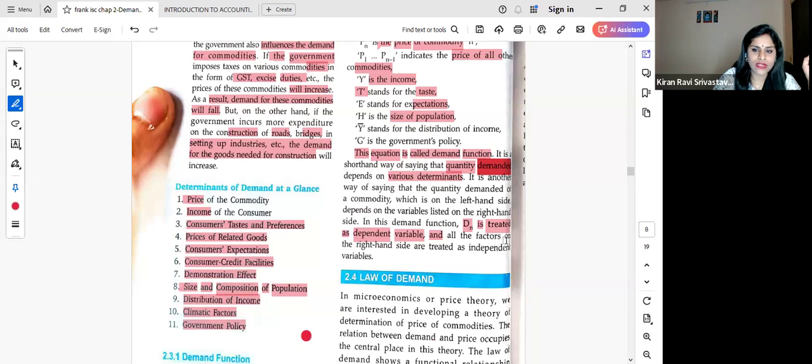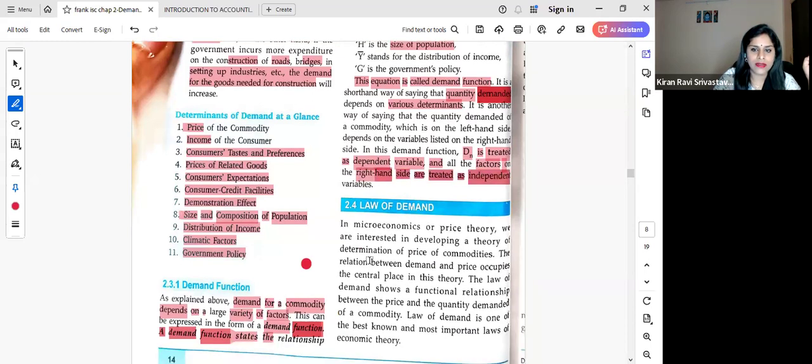And all the factors on the right hand side are treated as independent variables. Okay. Then the next part is the law of demand. What is the law of demand?